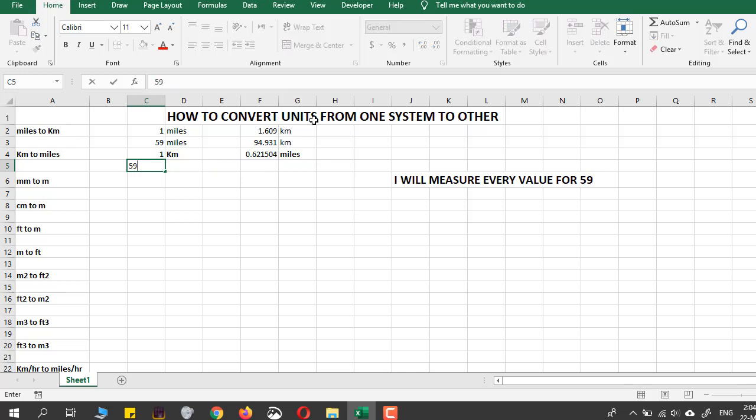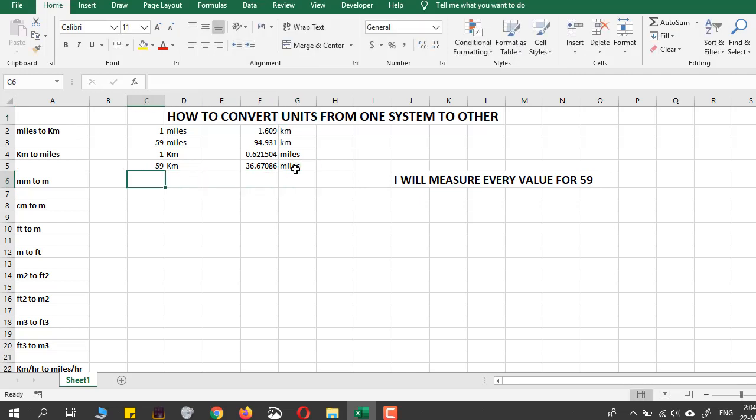So for 59 kilometers, how many miles will there be? I will just multiply 59 by 0.62154. This will give me 36 miles.